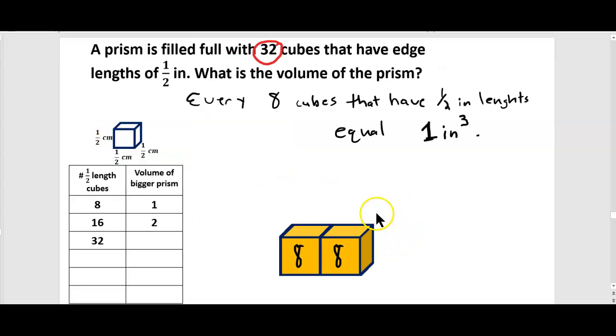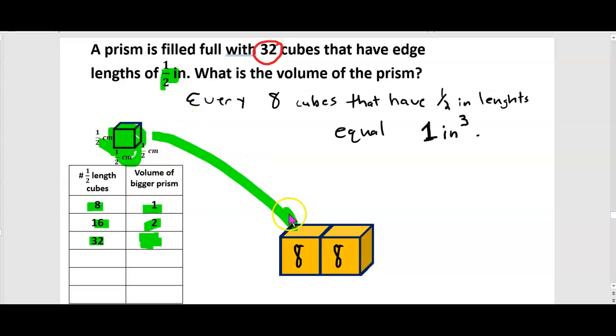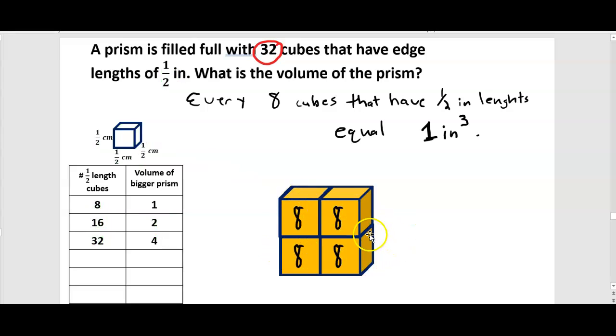Okay. So what are we doing here? If we have 8, we have 1. If we have 16, we have 2. What if we have 32? What's the volume of that going to be? If we have 32 of these little ½ inch cubes, how many of these will we have? Well, just double, right? 8, 8, 8, and 8, 32. So that's 4, right? That's the volume. What's the volume when you have 32 little cubes? Because you have 8 little cubes here, 8 here, 8 here, 8 here, and you get a total of 32.